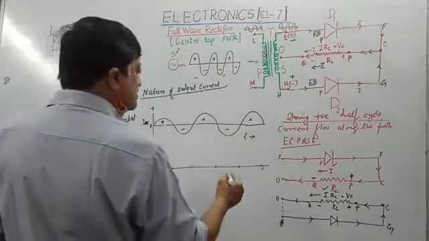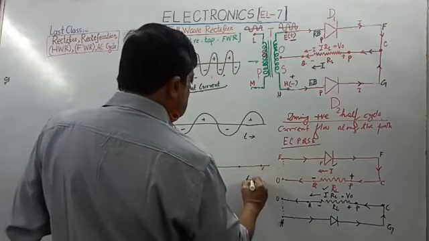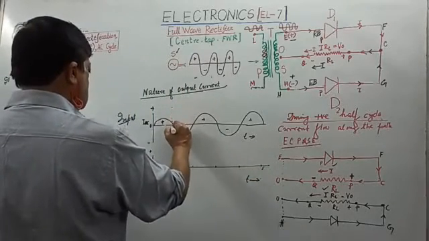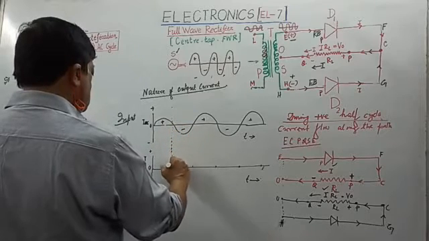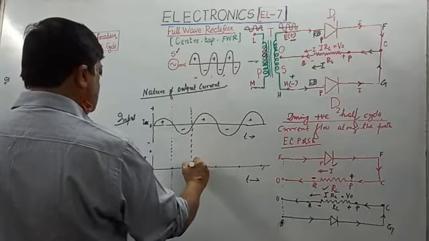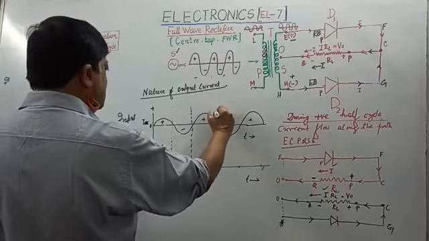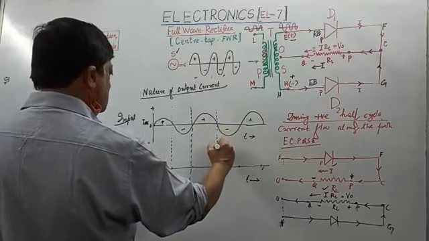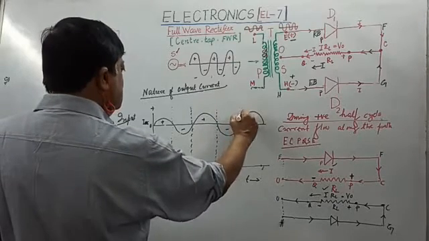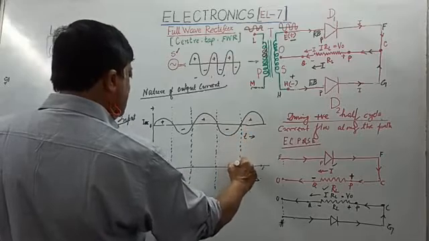This is your time t, and here also is your time t. Now let me divide positive half cycles and negative half cycles as different segments.